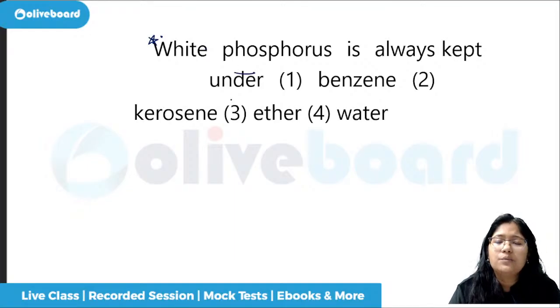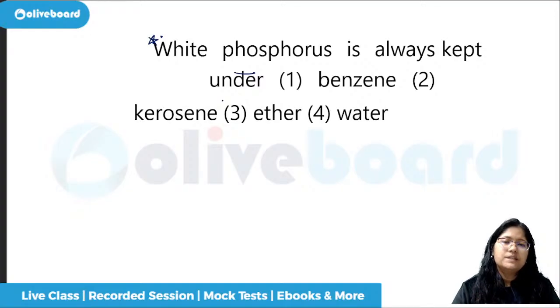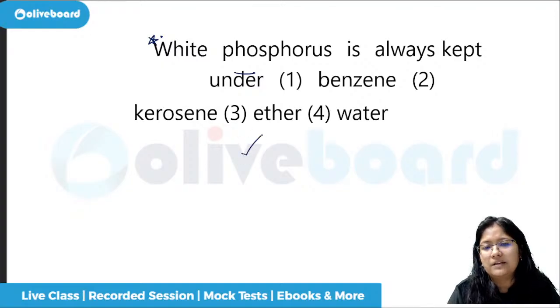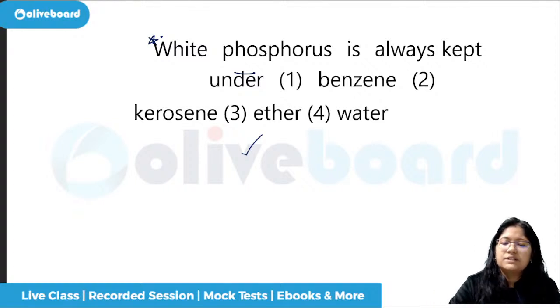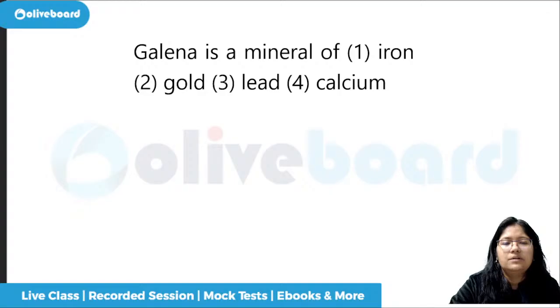Next, white phosphorus. How is white phosphorus stored? How is it kept? White phosphorus is always kept by dipping it in water. The reason is it is very reactive. If it comes in contact with the air, it will start the reaction. So it can be very dangerous, as a result of which it is kept in water.